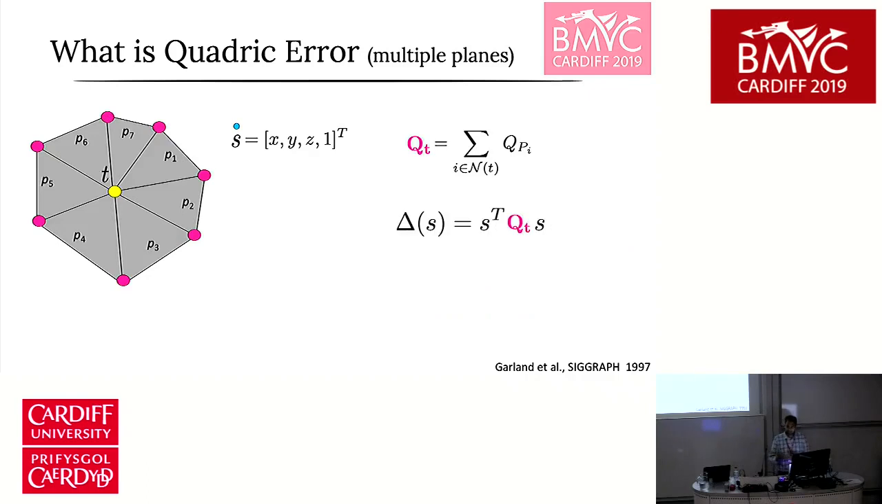We can further extend this concept to multiple planes where the quadric error between S and the planes P here, which are incident on T in this figure, is computed by first summing the quadric matrices of all the planes and then computing the quadric error just as before. Note the quadric error of T will be 0 as it lies on all the planes P1 through P7.